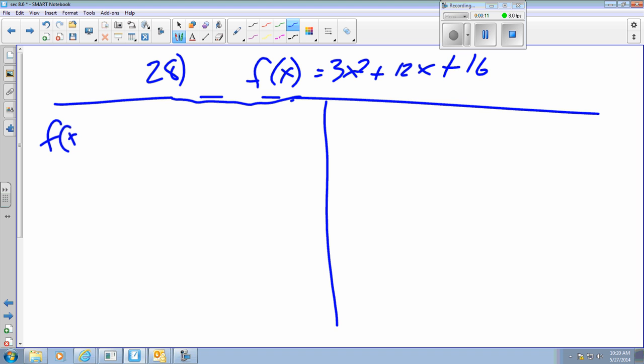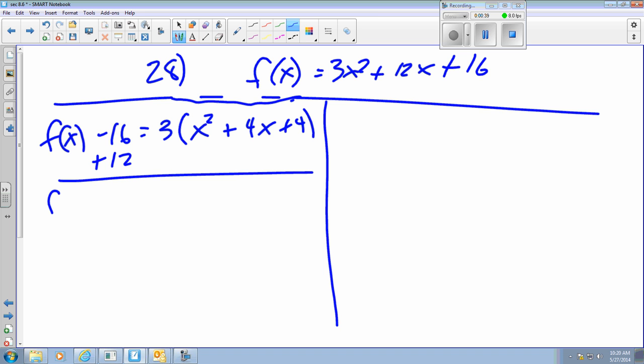I'm going to complete the square to find out where the vertex is. So I'm going to subtract the 16 from it, and I'm going to factor out the coefficient in front of the squared term. I'm going to factor the 3 out of the 12 also, leaving me with 4. Half of 4 is 2. 2 squared is 4. So I'm going to add 4 here, but I'm really adding 3 times 4, which is adding 12 to this side. So I'm going to add 12 to the other side.